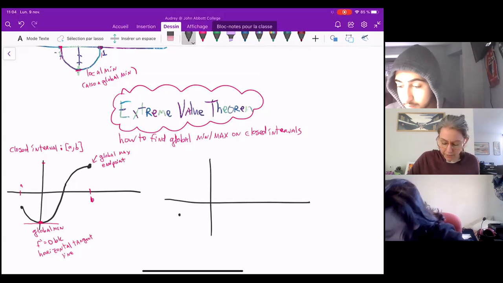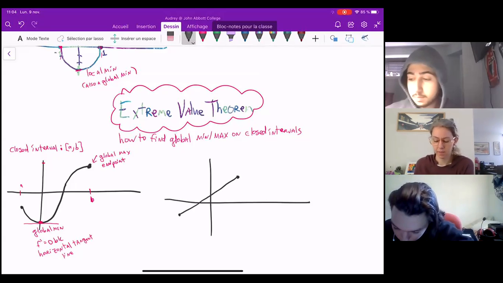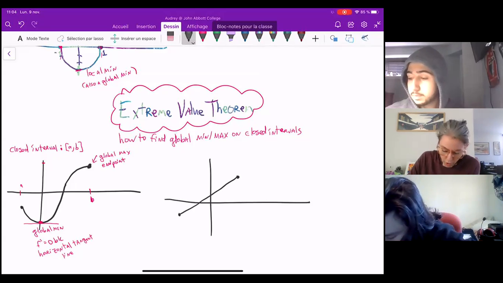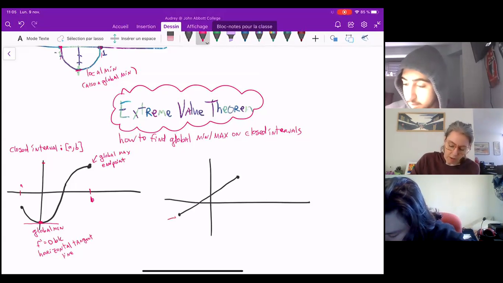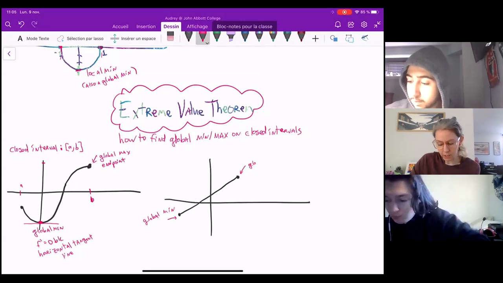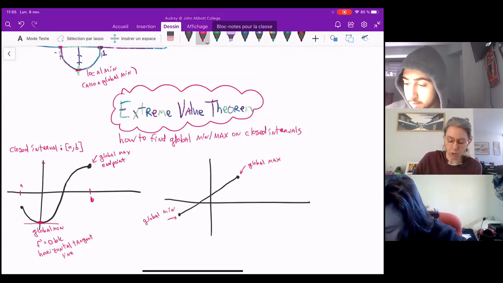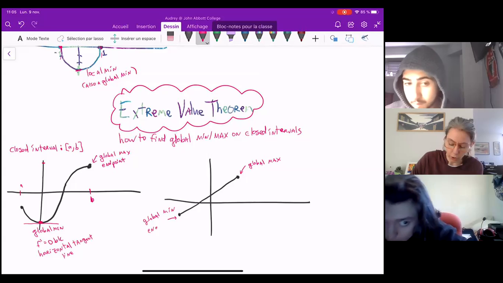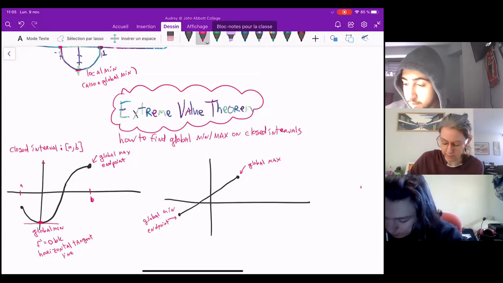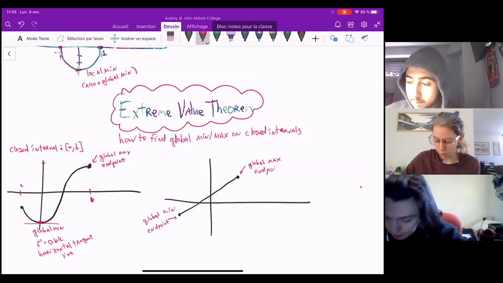I could also have something like this, where there are no critical values on that interval, but there's still a global min and a global max because there's a place that's higher. And you'll notice that in this case, the global min and global max occur at endpoints. I want to look at just one more graph.